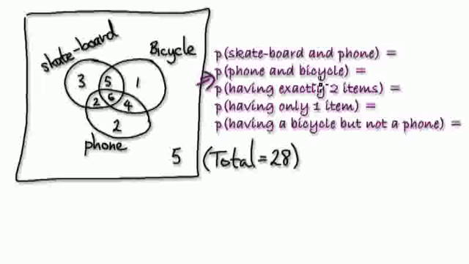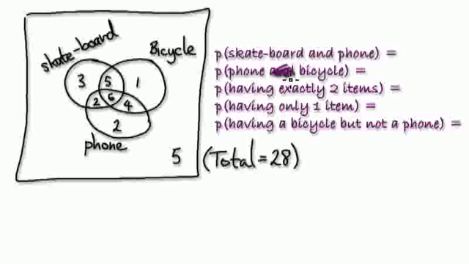Okay. All right. Second question here. Phone and a bicycle. Well, bicycle would be all these here. Phone would be all these here. So it's going to be the intersection of the two. Again, it would be this and this. So it would be 10 over 28.